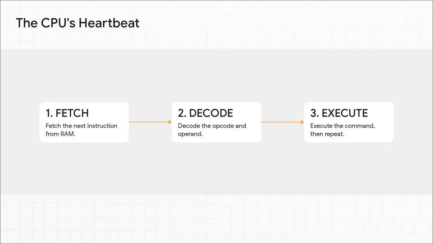So this all comes down to a simple 3-step dance. And this is the absolute heartbeat of every computer out there. First, it uses that program counter to fetch the next instruction from memory. Second, it decodes that instruction to figure out, okay, what am I supposed to do? And third, it executes the command. Then the program counter clicks to the next number, and it does it all over again. Fetch, decode, execute, over and over and over.